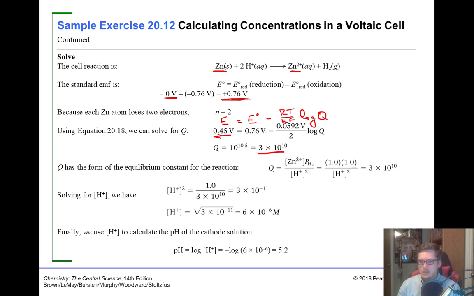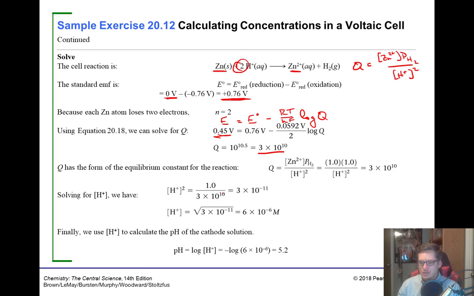Now, based on this equation, we know that the Q value is going to be equal to the products over the reactants, and we don't include solids or liquids. So it would be the concentration of the zinc times the partial pressure of the H2 over the concentration of the H plus, but the H plus needs to be squared because we've got the 2 right there. Essentially we know from before the zinc concentration is 1 and the partial pressure of hydrogen is 1. We can rearrange this to solve for hydrogen.